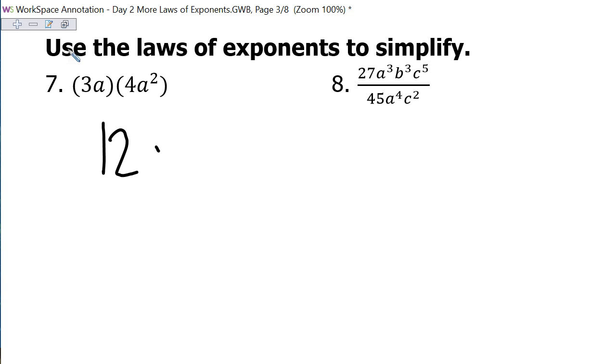Add them, so for the a's, this would be 1 plus 2, which is 3. So 12a cubed is the answer.